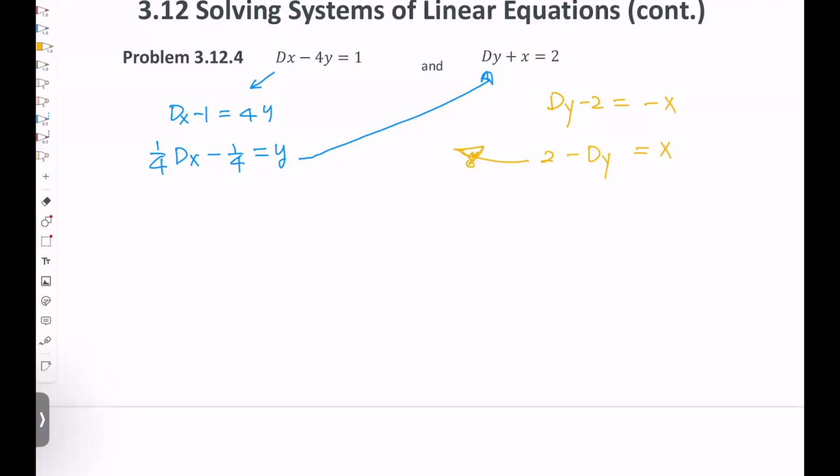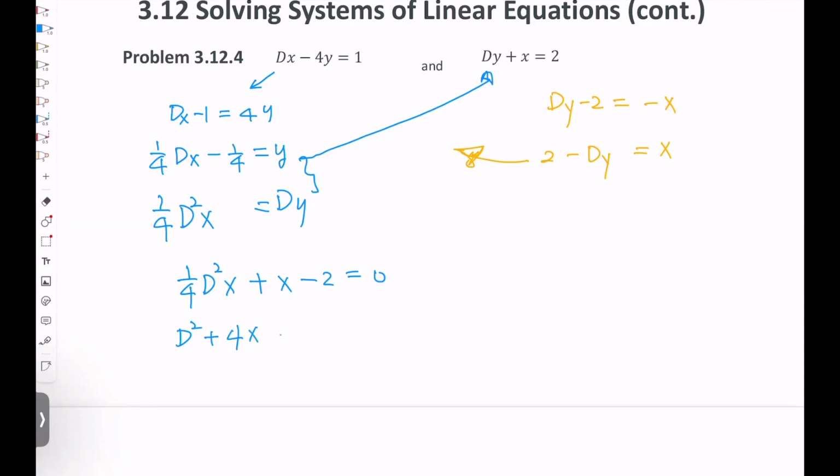I'm going to start with the first one. Then we have dy equals 1 over 4 d squared x. The derivative of negative 1 over 4 becomes 0, right? So we're going to use this on the left-hand side. For dy, we say 1 over 4 d squared x plus x minus 2 equals 0. Then we have d squared x plus 4x minus 8 equals 0.